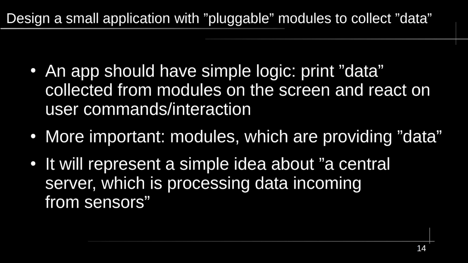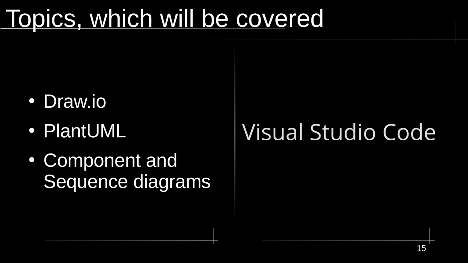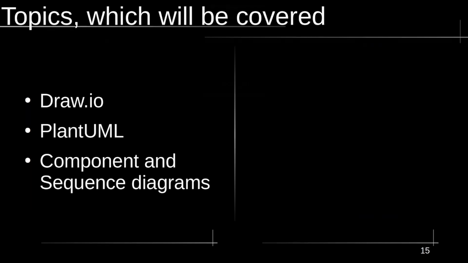Let's continue. We were talking about designing a small application with pluggable modules to collect data. In the previous video, we were talking about draw.io. In this video, we will talk about PlantUML and how to set it up and use it on the example with Visual Studio Code. We will also work with component and sequence diagrams together with PlantUML. Let's get started. So let's jump into PlantUML.